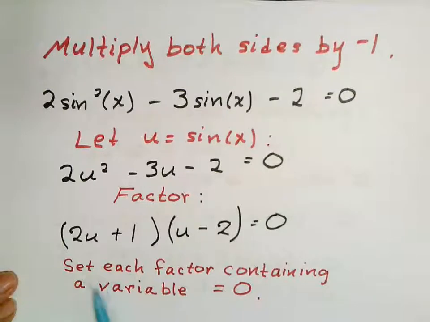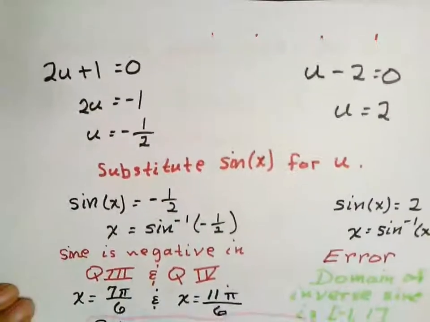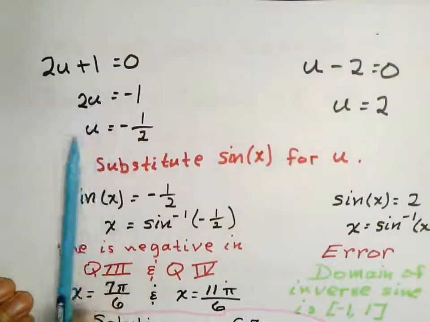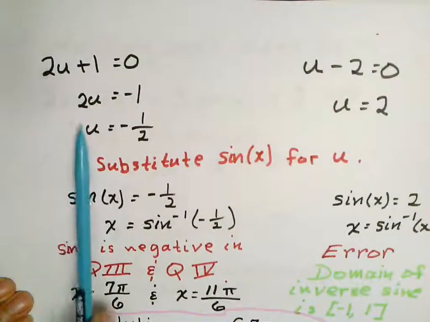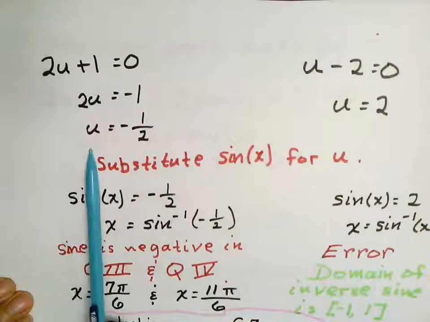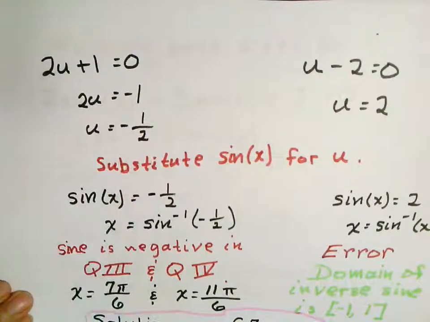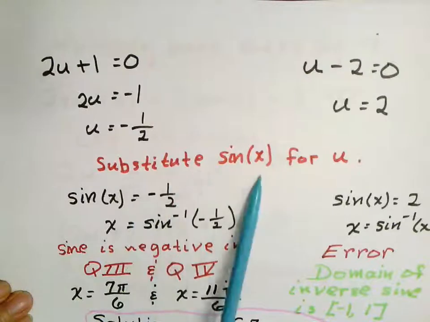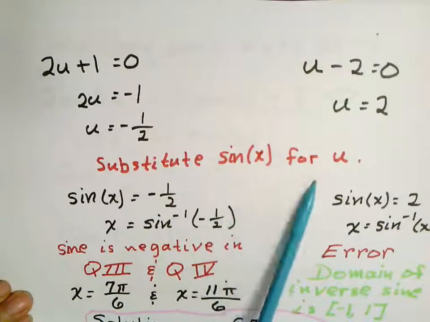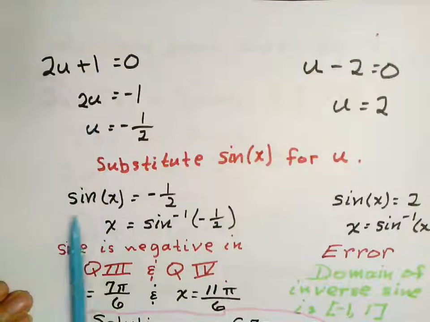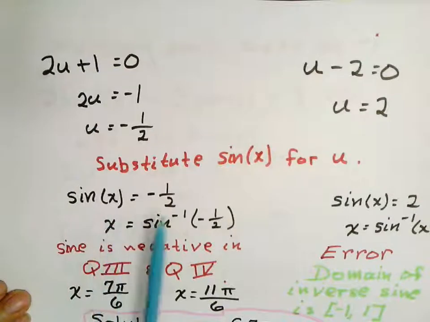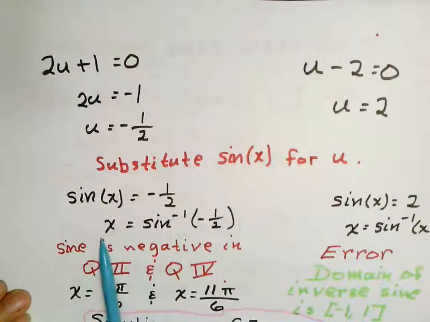Next, we're going to set each factor containing a variable equal to 0. So we're going to set 2u plus 1 equal to 0. Then 2u equals negative 1, and u is equal to negative 1/2. We're going to substitute sine of x for u. So sine of x is equal to negative 1/2. So x equals inverse sine of negative 1/2.